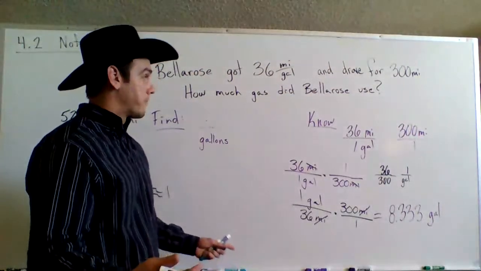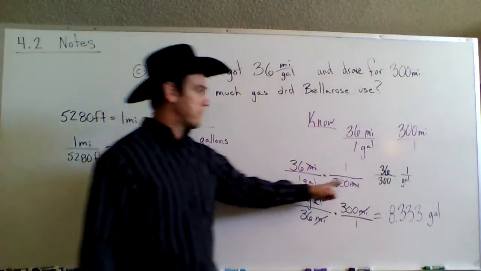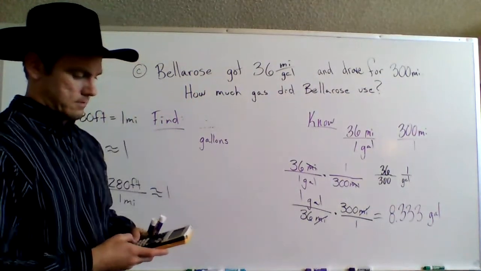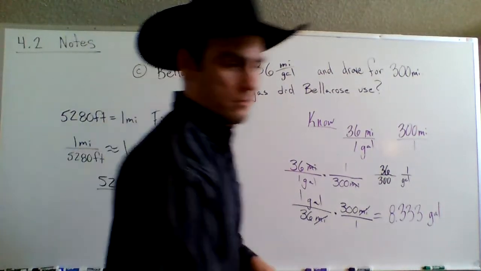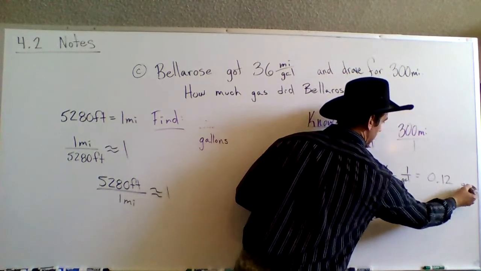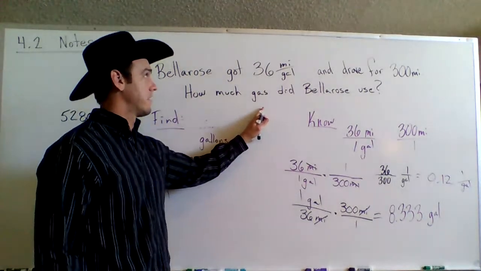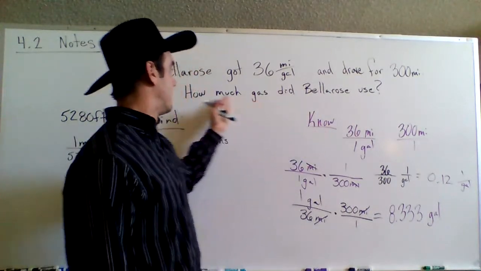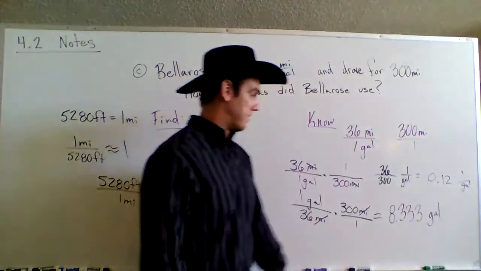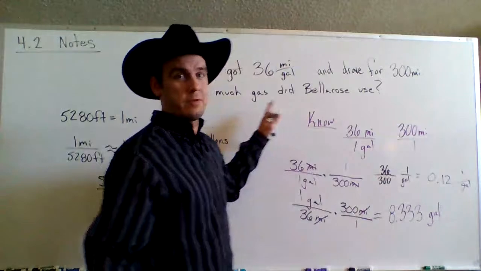Now guys, when you're doing some basic problems like this, I mean, it's common sense, right? If you would type this in, 36 divided by 300, you get 0.12. That doesn't make a whole lot of sense. It's not gallons, it'd be 1 over gallons. If you're thinking about this, you get 36 miles a gallon, and you drove for 300 miles. How much gas did you use? You probably used a whole lot more than 0.12 gallons. Okay, you used 8.333.